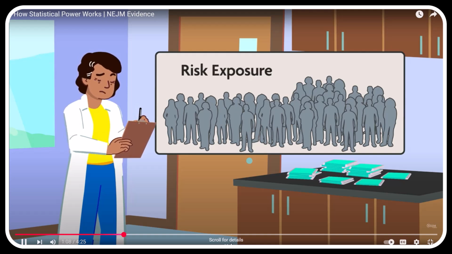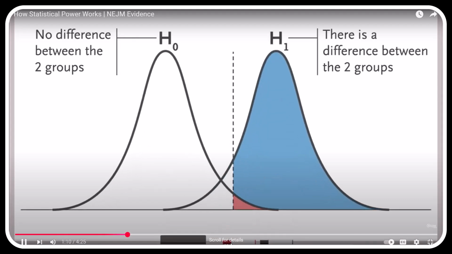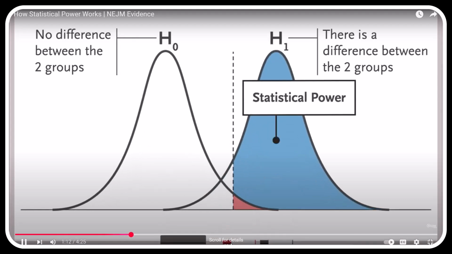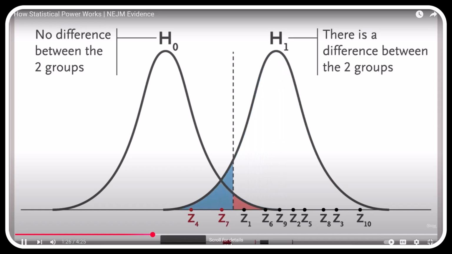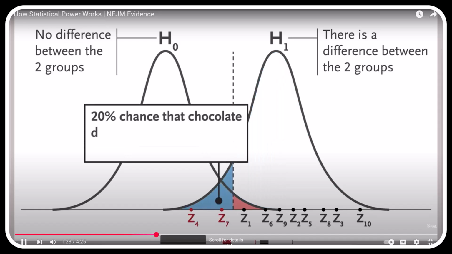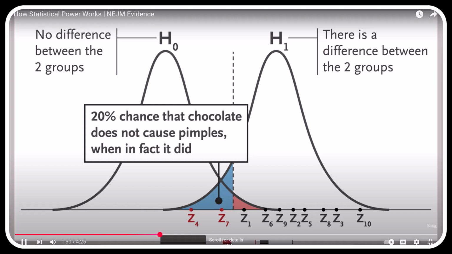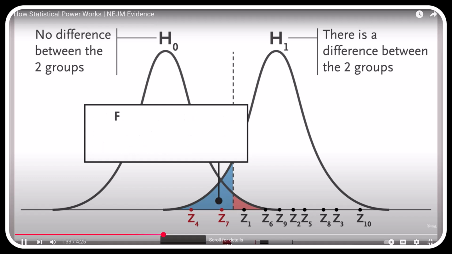To determine how many participants to enroll, let's talk more about statistical power. Conventionally, researchers want the power to be at least 80%, meaning an 80% chance of detecting a difference if there is one. If your power is 80%, then had you repeated your experiment many times and calculated your test statistic, in 20% of those experiments, you would falsely conclude that chocolate does not cause pimples, when in fact it did. This error rate is called the false negative rate, beta, or type 2 error rate.